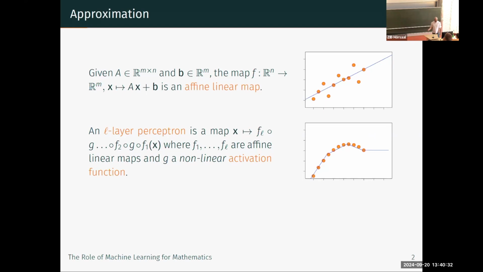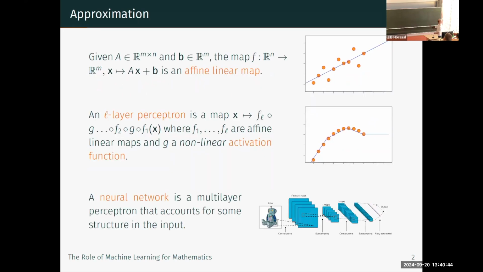So what's actually a neural network? I would define a neural network as just a multi-layer perceptron that takes the input data into consideration a bit more. The most obvious case of this is something like a convolutional neural network, which we see here. This goes back to, I think, 1989, but didn't really become prominent until 2012 when AlexNet dominated the ImageNet benchmark.